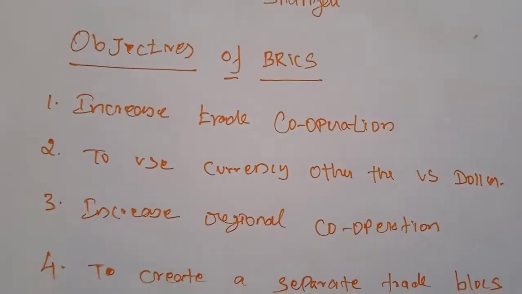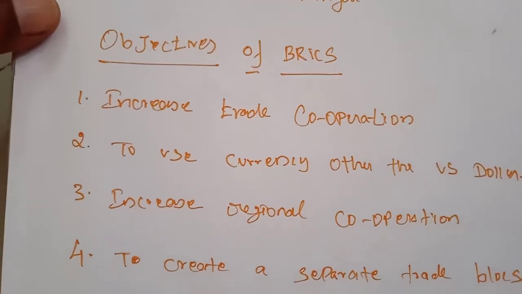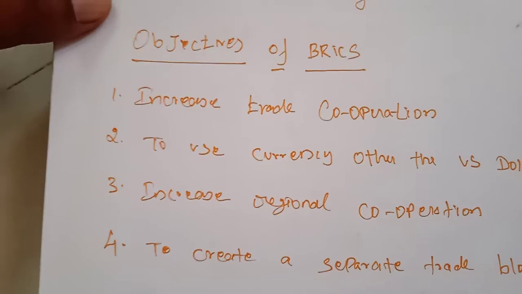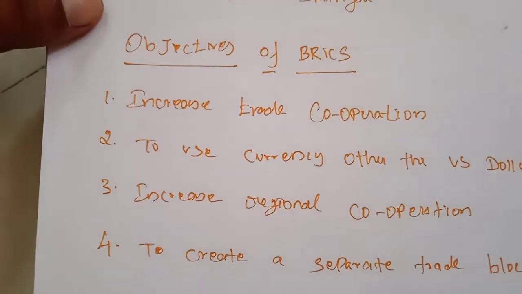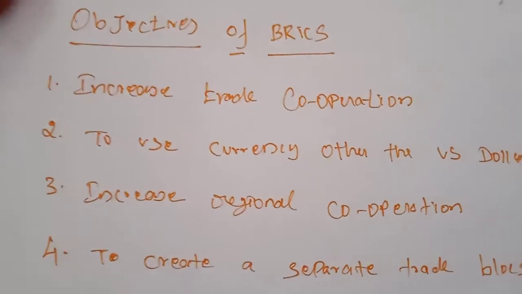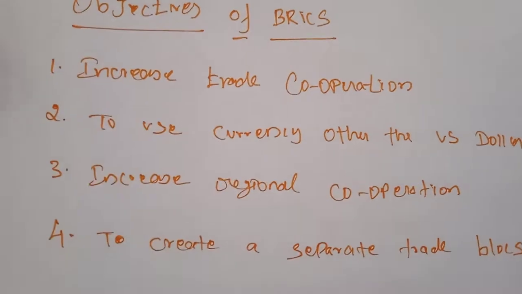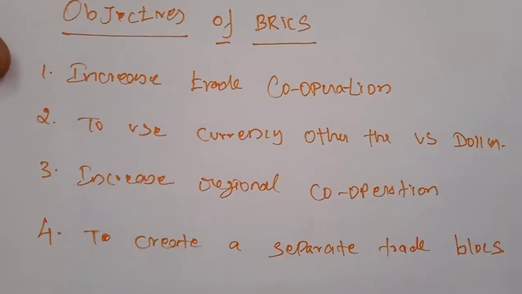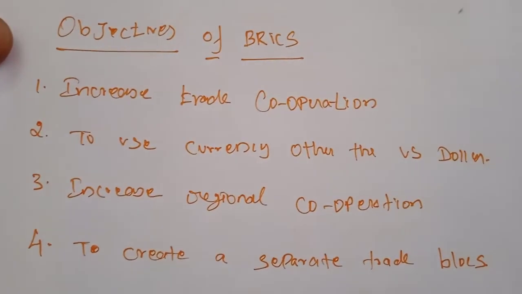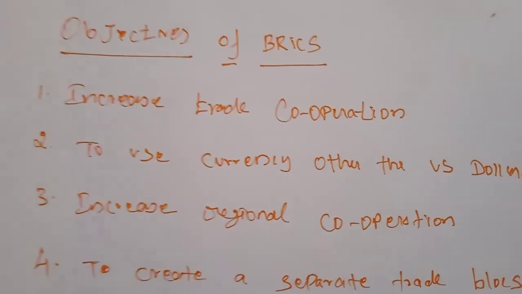These BRICS nations have some objectives. So what are the objectives? First, BRICS helps in increasing trade cooperation by making an exclusive trade bloc. By using the trade bloc, it will increase the trade cooperation among the member nations.